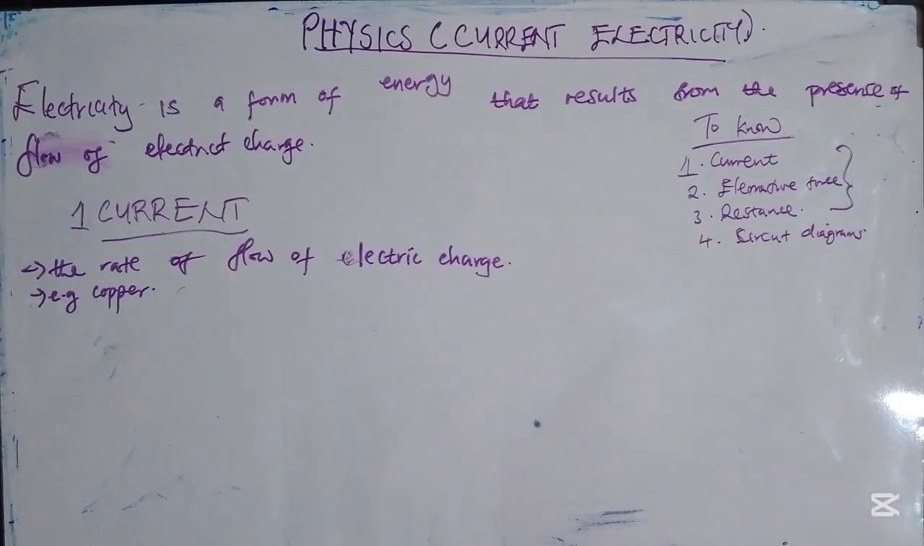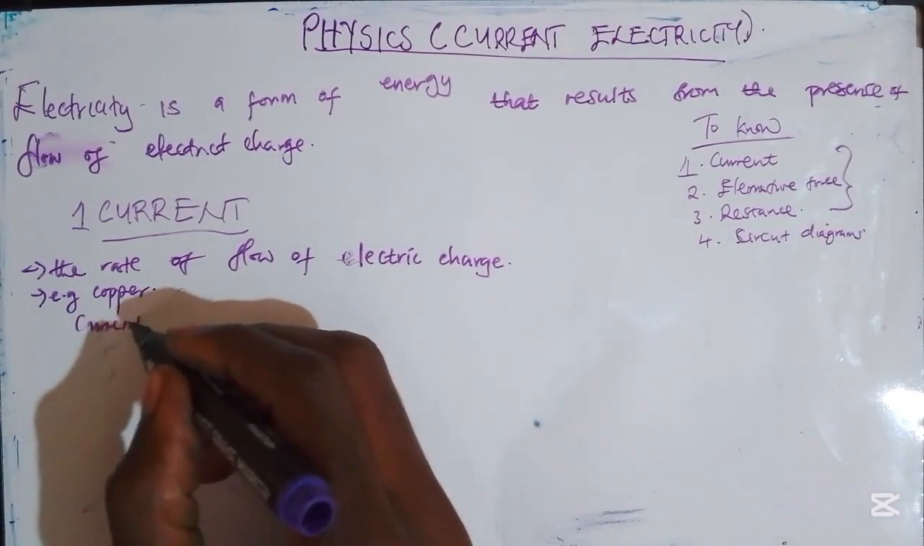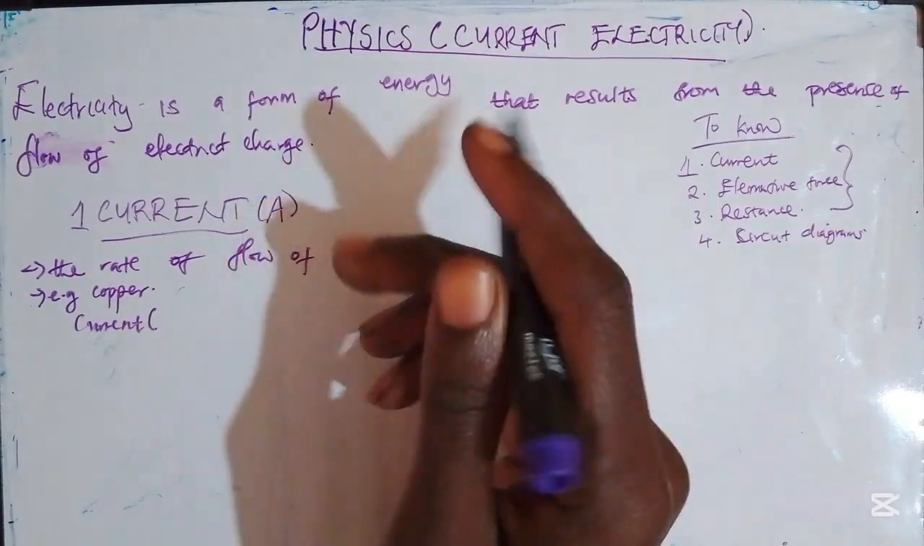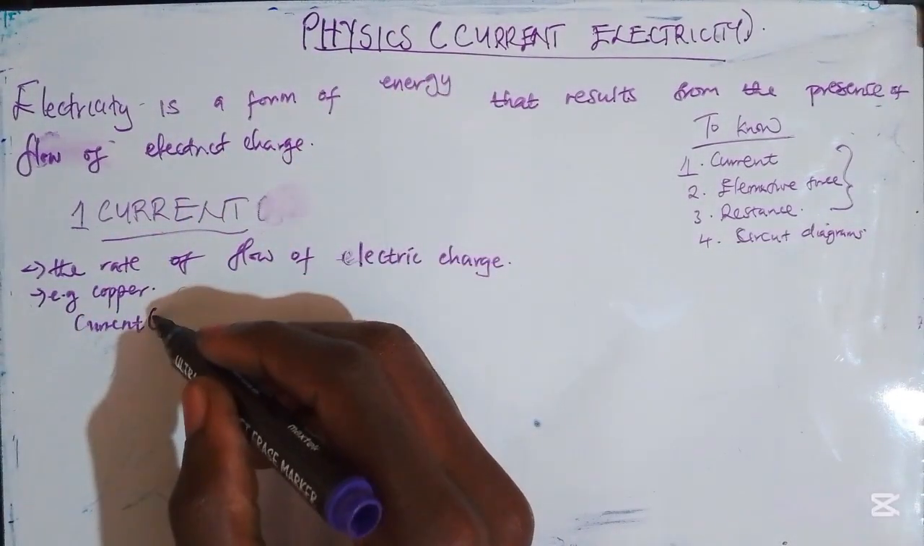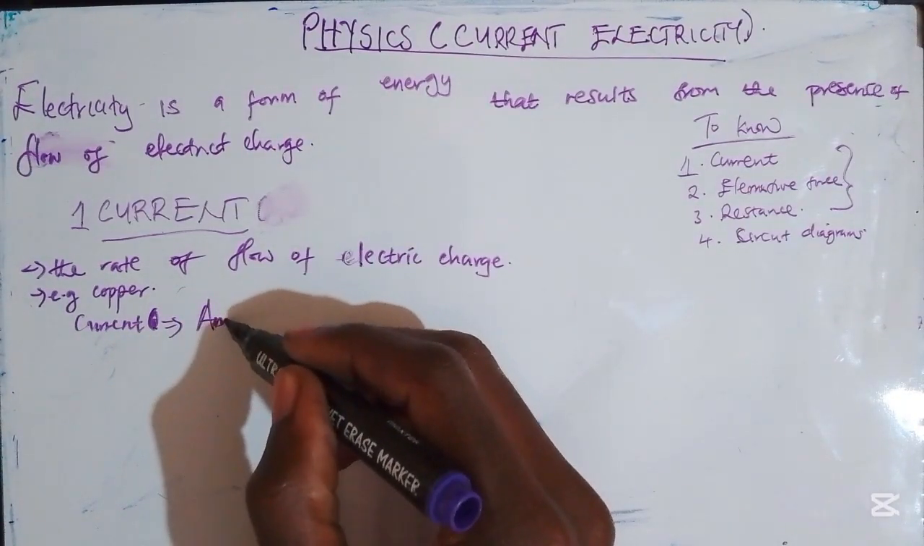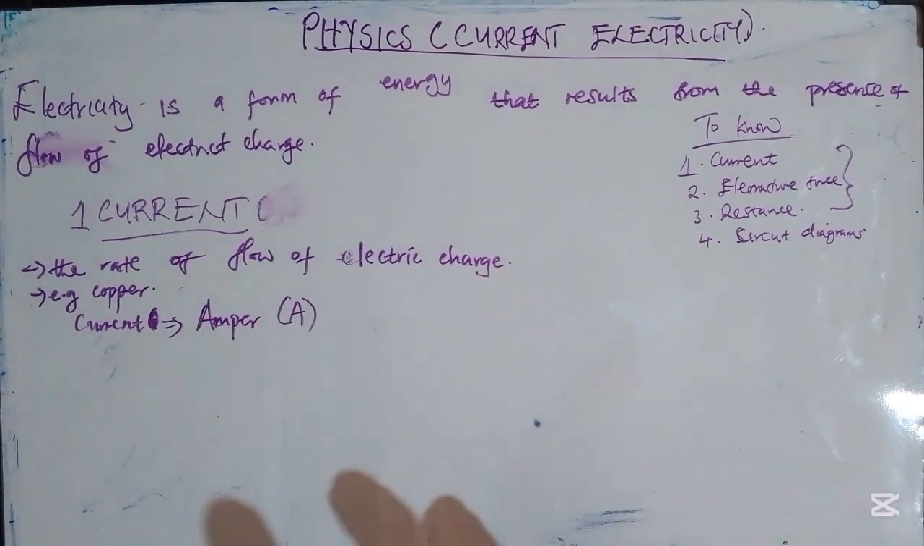Now, what are the SI units? The units are a very important thing which you need to know on current. So what are the units for current? Current is measured in ampere, which has the letter A. So remember, current is measured in ampere, which has a capital letter A. Capital A is for current.